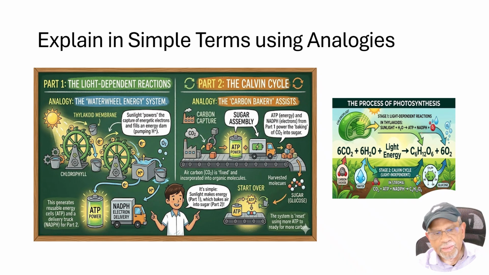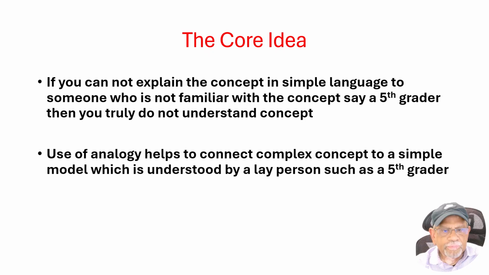And the core idea here is that if you cannot explain the concept in simple language to someone who is not familiar with the concept, say a fifth grader, then you truly did not understand the concept. And the use of analogy is very important because it connects a complex concept to a simple model, which is understood by a layperson, such as a fifth grader. So this is basically the Feynman technique.